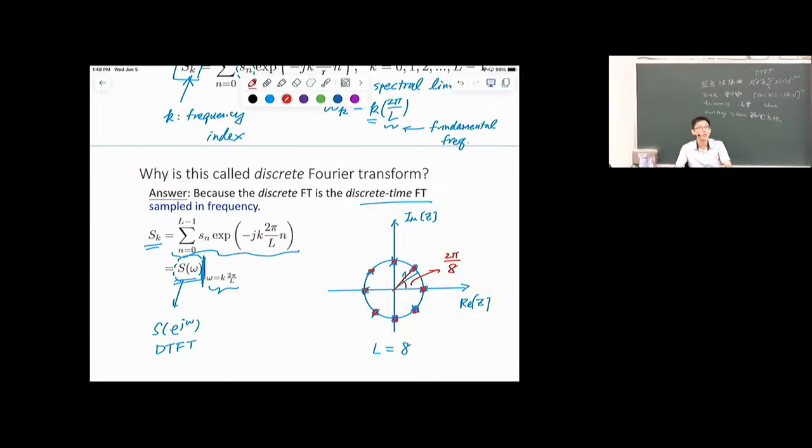And that's the reason why it is called discrete Fourier transform, because now, importantly, in the frequency domain, the spectrum is also discretized. The spectrum is also discretized, and that's why we call this DFT.